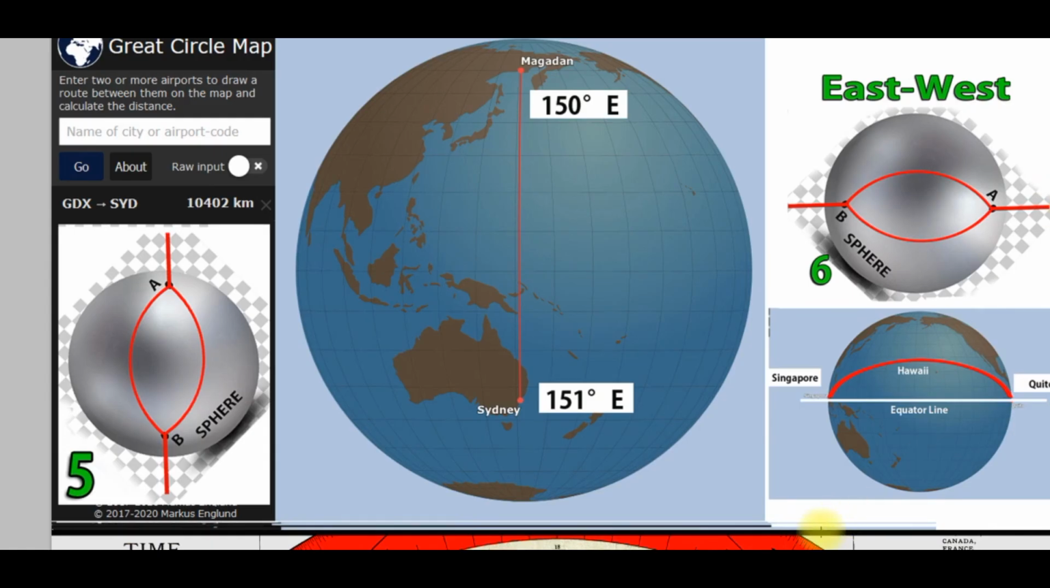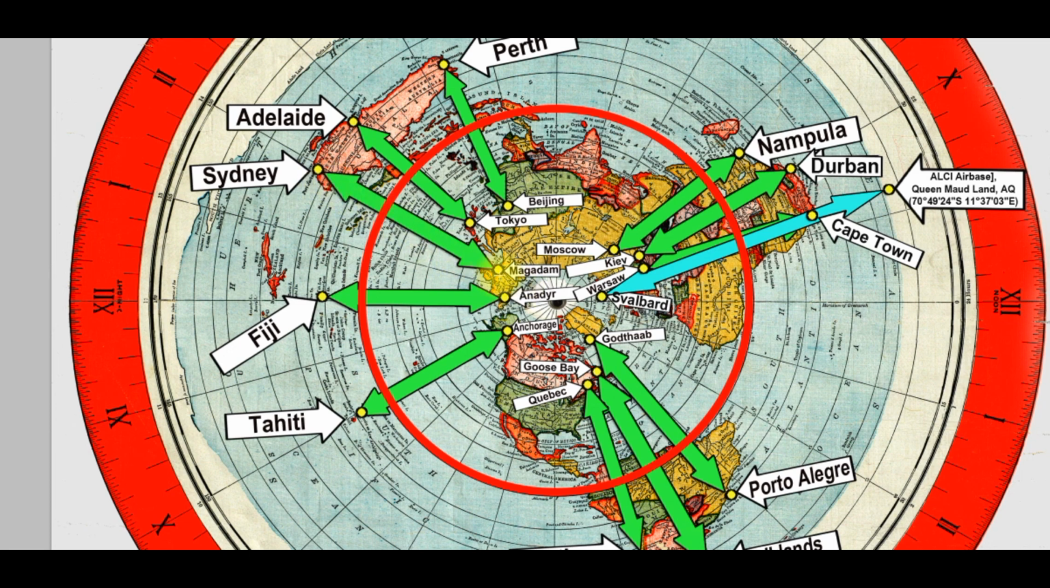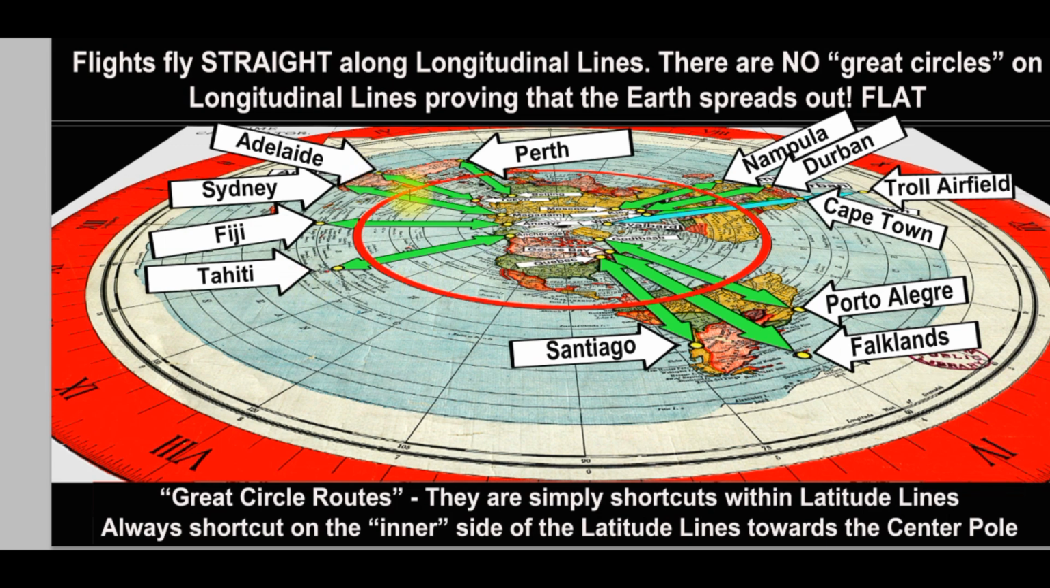We have here Magadan in Russia, 150 degrees east on longitudinal line to Sydney, Australia, 151 east longitudinal line right here. Pretty straight. No longer this applies, because Earth is not a sphere. This is how this flight looks like on the flat Earth map. Magadan, Russia to Sydney, Australia, one straight line. Magadan, Russia to Adelaide. So we did go around the flat Earth, showing how these flights spread out, fly straight over a flat non-rotating Earth.